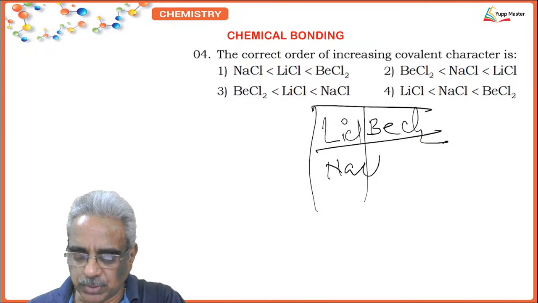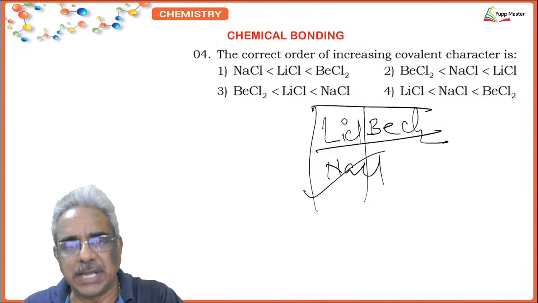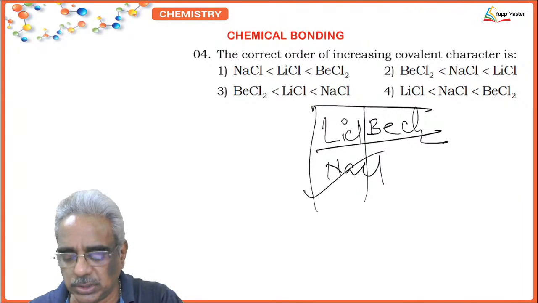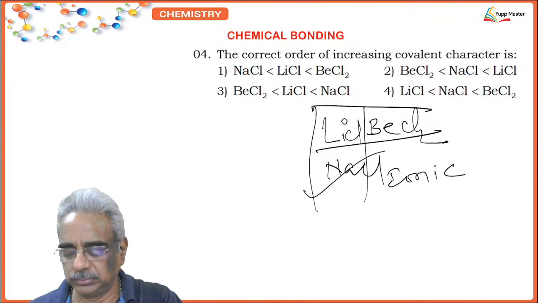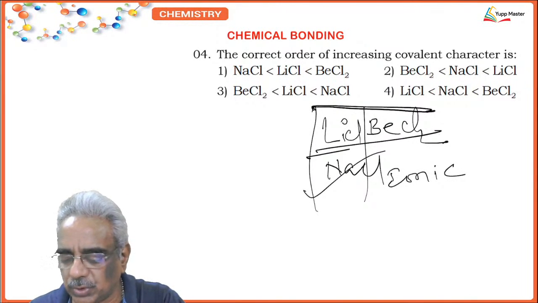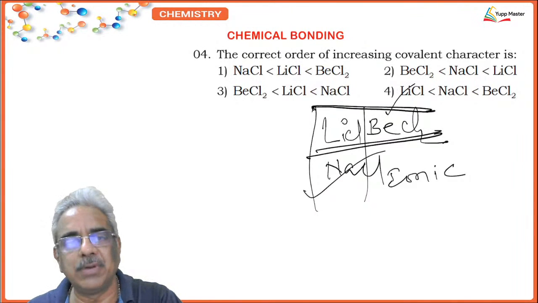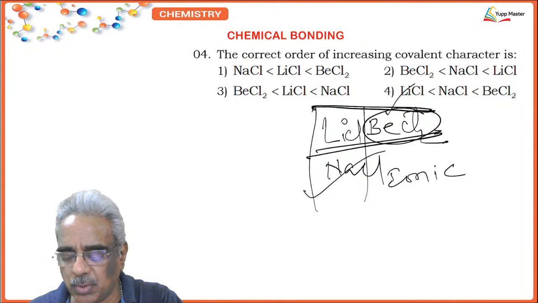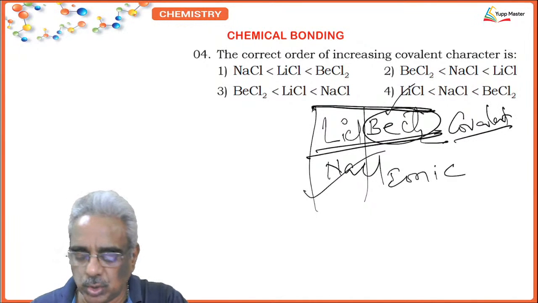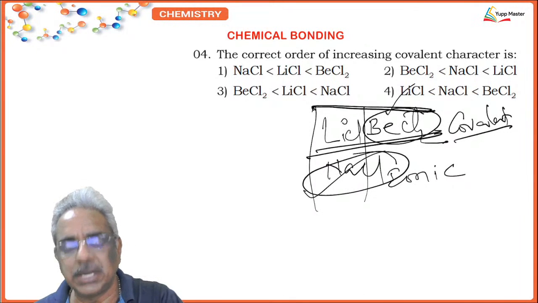So as you move from top to bottom, metal ion size will increase, polarizing power will decrease. So sodium chloride will be more ionic than lithium chloride. As you move from left to right, metal ion size will decrease, so polarizing power will increase. Beryllium chloride will be more covalent. So sodium chloride is most ionic, beryllium chloride is most covalent, lithium chloride is in the middle.